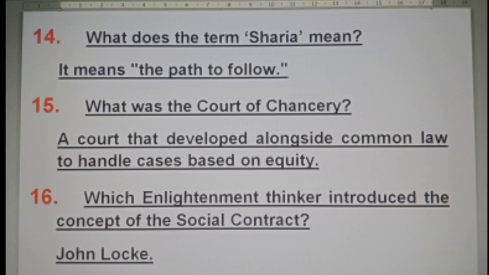What does the term Sharia mean? Sharia means the path to follow. What was the Court of Chancery? The Court of Chancery was a court that developed alongside a common law to handle cases based on equity.